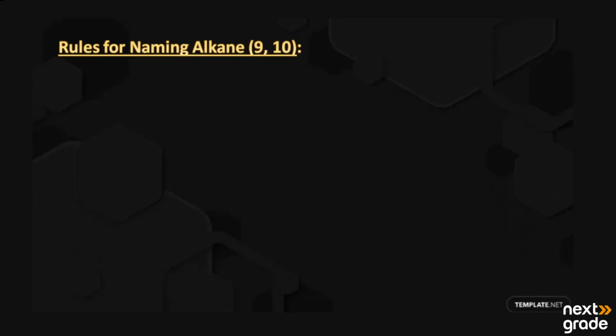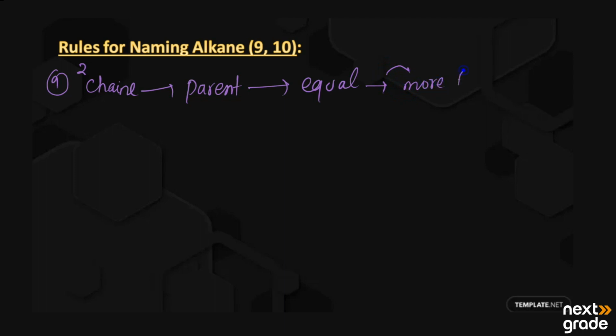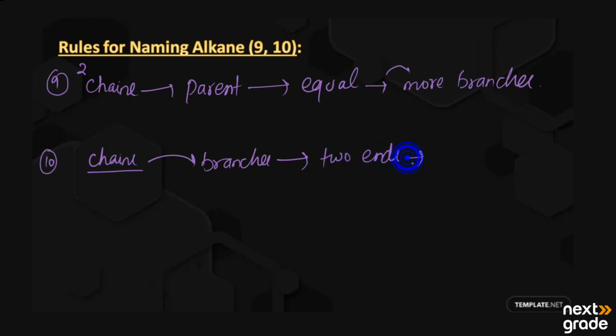Next we have the rule number 9 and 10. The rule number 9 tells us that when there are two chains of equal length that could be the parent chain, then we must choose the chain that is having more branches. So this is the ninth rule. After that we have the tenth rule. The tenth rule: when the first substituents occur at an equal distance, it means the side chains or the branches are at the same distance from both ends, then you must start the numbering which gives the lower number to the substituents.